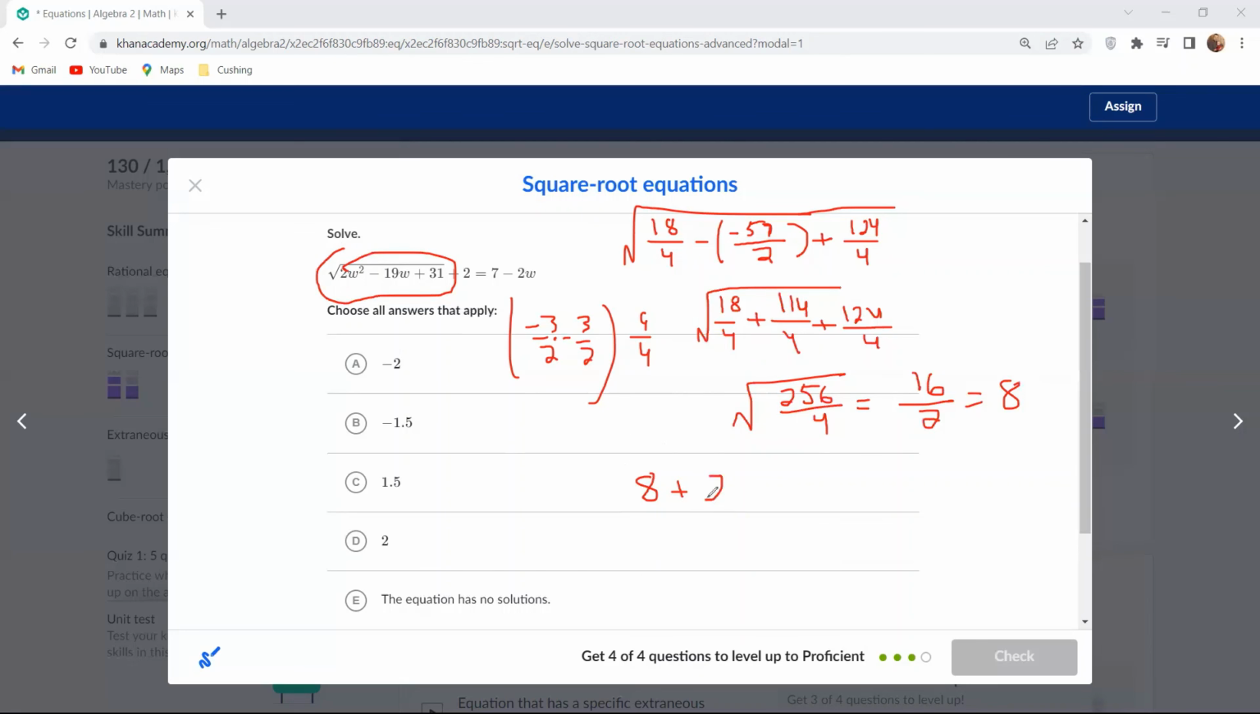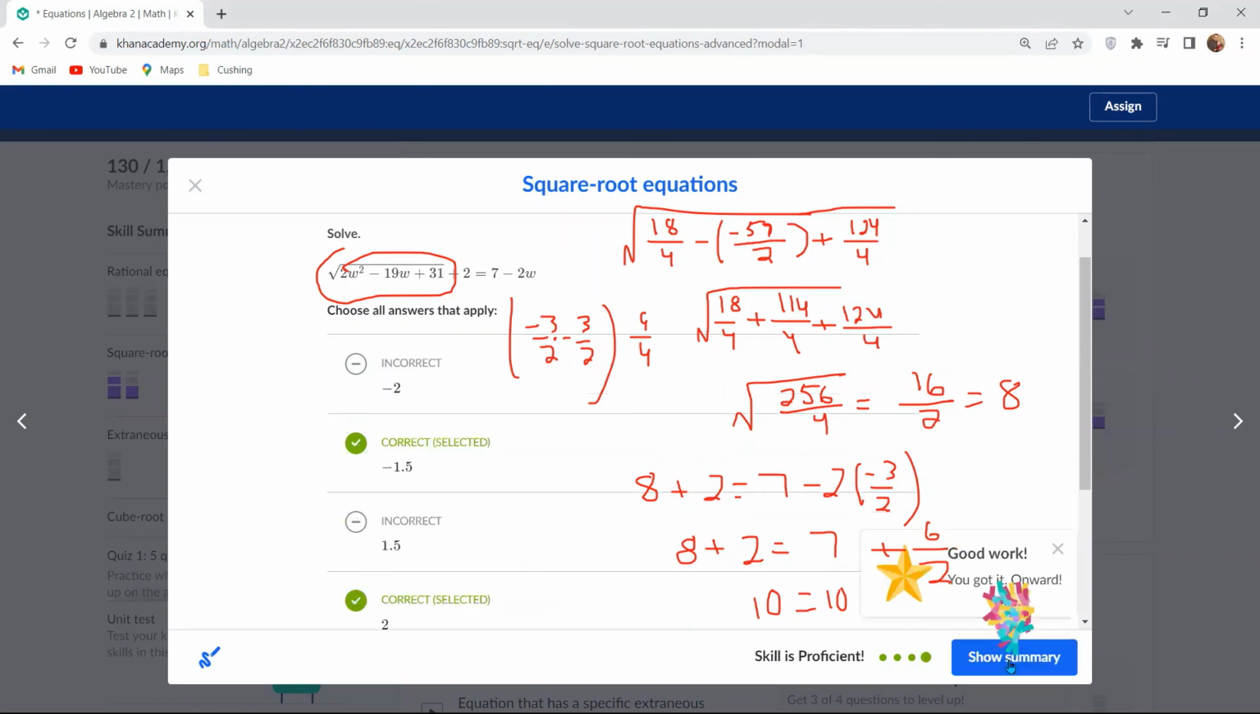8 plus 2 equals 7 minus 2w, and w being negative 3 over 2. So that gives us 8 plus 2 equals 7 plus 6 over 2. And that's going to give us 10 on the left. 10 equals 6 over 2 is 3, 10 equals 10. So both of the solutions work. Our solutions were positive 2 and negative 3 over 2, which written as a decimal is negative 1.5. All right.